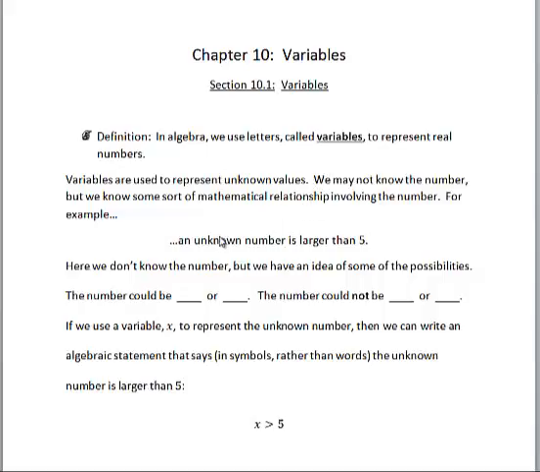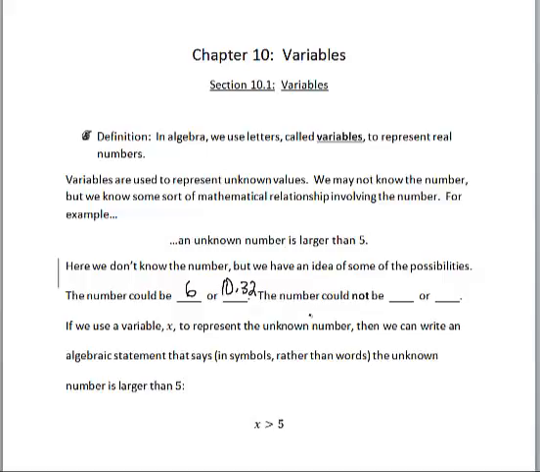Okay, so if I give you the statement, an unknown number is larger than 5, you can probably come up with some possibilities for that particular number. A number that's the first integer that's larger than 5: 6. Okay, or we could pick an even larger number. We could pick 10.32. We could pick a decimal number. Okay, we could pick 5.1, which isn't much larger, but still larger by 1/10.